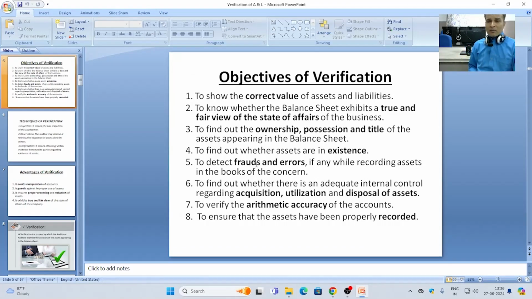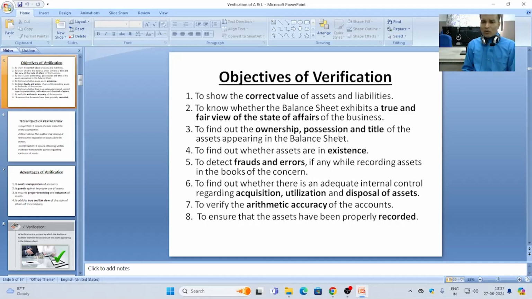The main objectives of verification are: first, to identify the correct values of the assets and liabilities of the balance sheet; second, to know whether the balance sheet exhibits a true and fair view of the state of affairs of the business or not; third, to find out the ownership, possession and title of the assets appearing in the balance sheet. Next is to find out whether assets are in actual existence in the business itself. Fifth, to detect fraud and errors, if any, while recording assets in the books of entry.